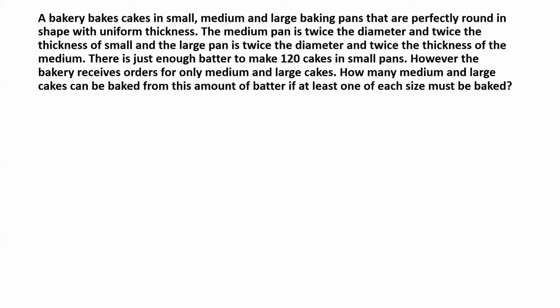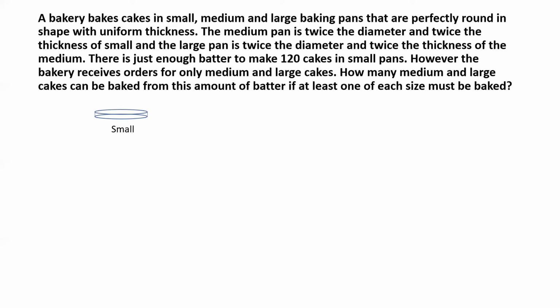And let's start with the small pan. So how is the small pan shaped? Well, it's perfectly round and it's of uniform thickness. So this is what the small pan will look like, and it looks like a circle from the top. So if you do a cross section, it will be a circle, right? Because it's perfectly round. But it has some thickness, and the thickness is usually much smaller than the diameter. So the cake has an overall roundish appearance.